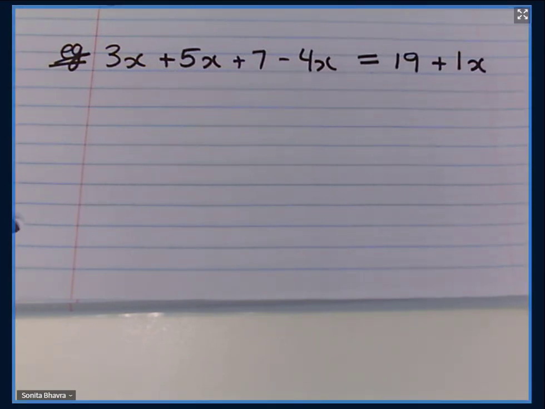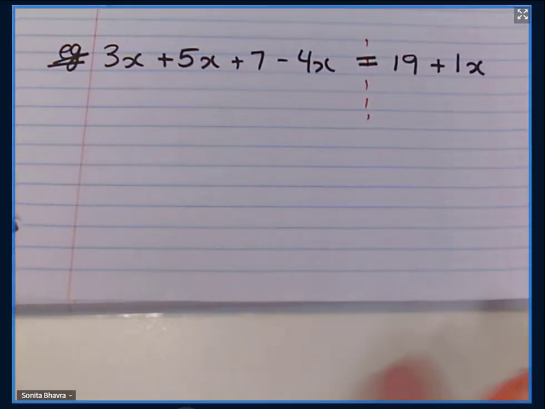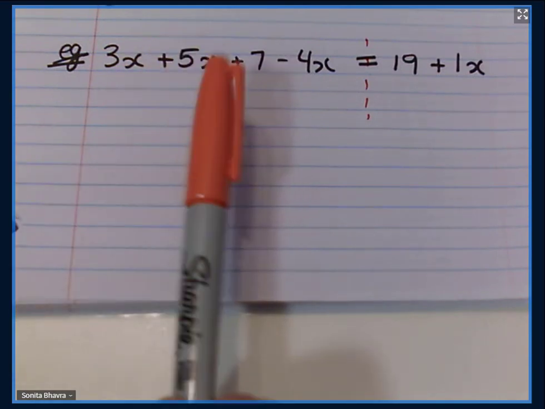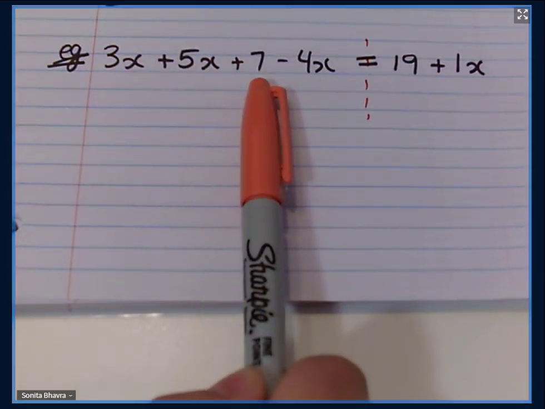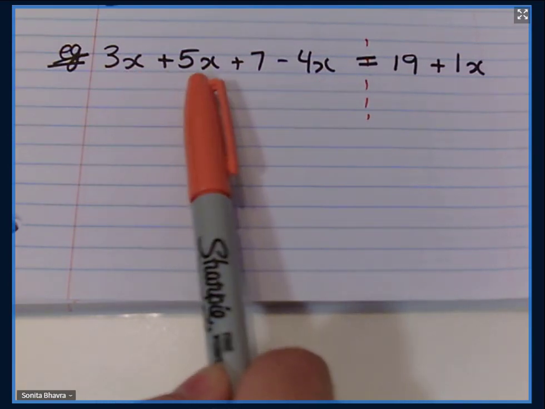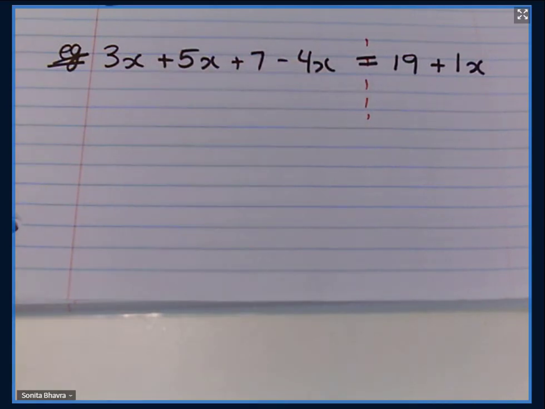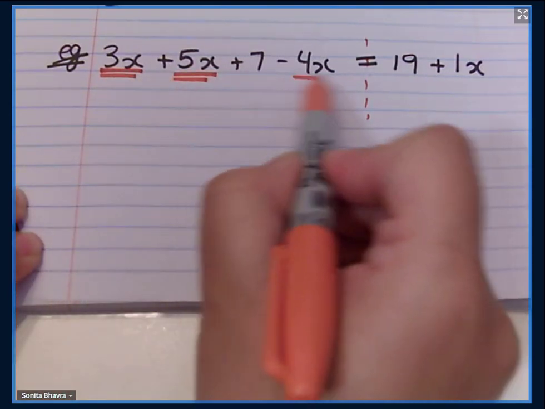Okay, so let's take a look at this question. On our left-hand side, we have 3x plus 5x plus 7 and then minus 4x. Because we have a 3x, 5x, and a negative 4x, we can collect those together first on our left-hand side.